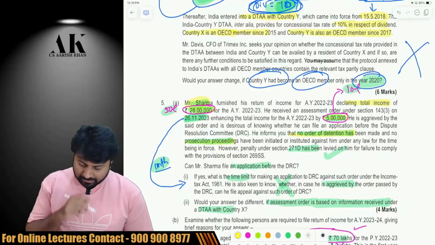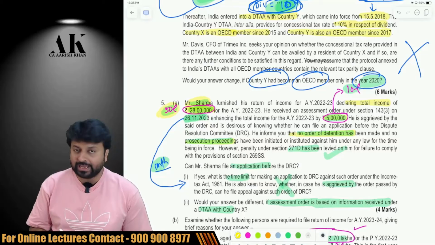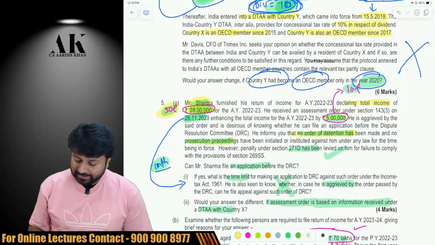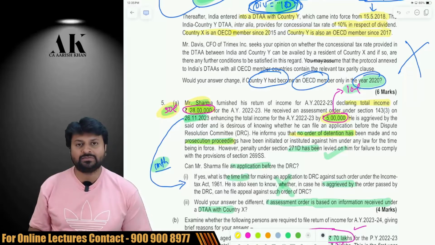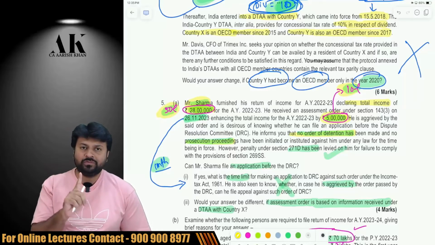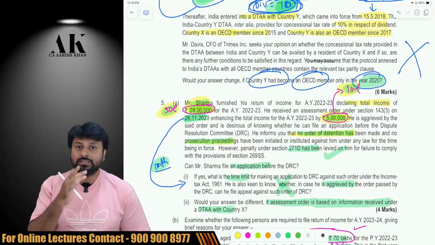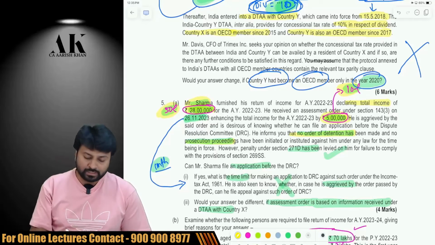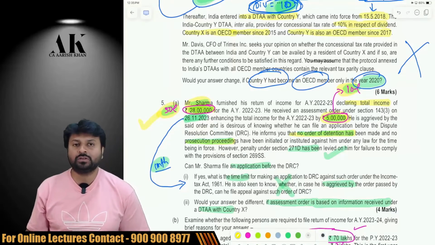Now, the next question is on dispute resolution committee. There is a person, Mr. Sharma, whose total income declared in the return of income is 28 lakhs, which is less than equal to 50 lakhs. Okay. And the AO has increased the assessment by 5 lakhs, which is less than equal to 10 lakhs. So remember, if your total income as per the return is up to 50 lakhs and the AO does not increase your income beyond 10 lakhs, then you are eligible to file what? File an application to DRC.